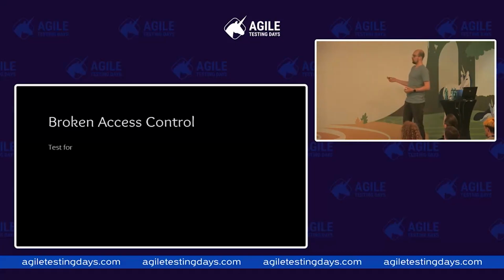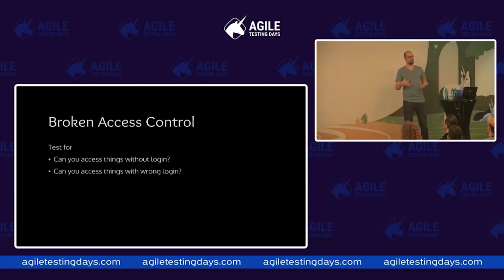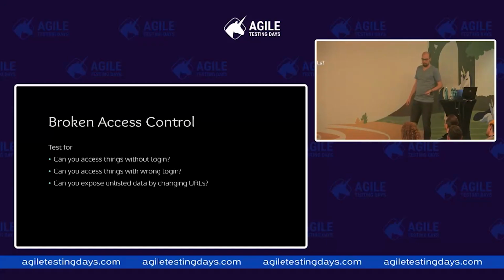So what can we test for? We can test for, can I access things without a login? Can I access things with the wrong login? And can I expose unlisted data by changing the URLs? And we have a definite advantage here because we already know the URLs, because we work on the system. For us here as not experts, don't go too far with this, right? But some basic checks can really help expose the big issues.